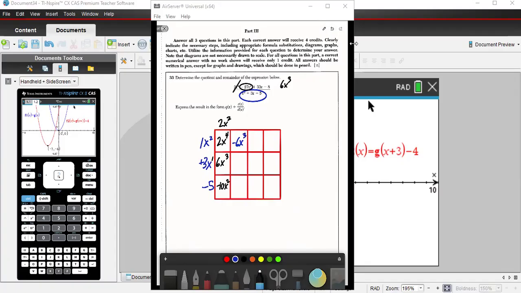They cancel out. But now I have to go back and do the same thing I did for the first box. What do I multiply 1x squared by to get a negative 6x to the third? That would be a negative 6x to the first. And then I'm just going to go down and fill out the rest of the boxes. So this is going to be a negative 18x squared. This is going to be a plus 30x to the first. Okay, so we've gotten rid of the 6x cubed term.